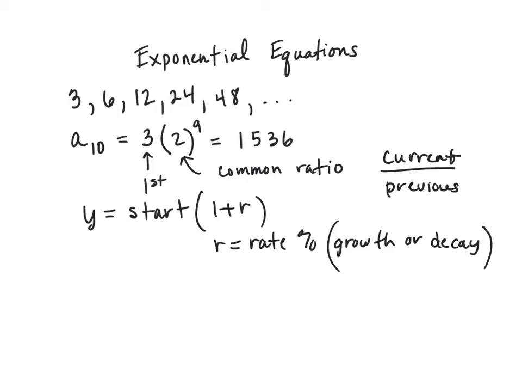So when you look at our original equation, 3 times 2 to the 9, the r is actually 1. Remember that 1 is 100%. It's 1 plus 1. That's how I got a 2 there. And that means when I look at that sequence, I'm increasing 100% every time. Do you see how 3 plus 3 is 6? 6 plus 6 is 12. 12 plus 12 is 24. 24 plus 24 is 48. We're increasing 100%. And so our exponent is what we are going to call time.